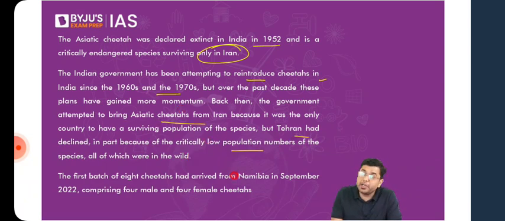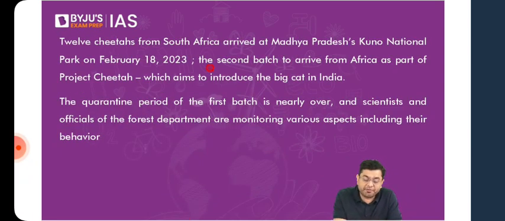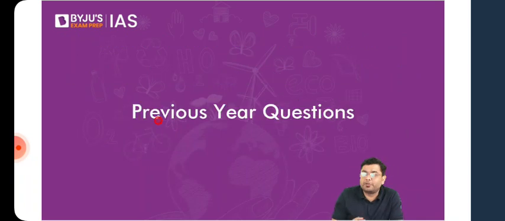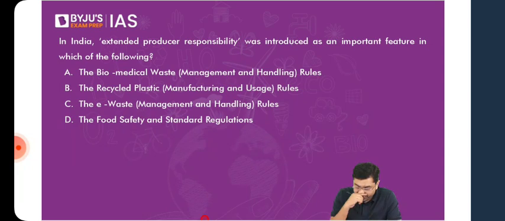The first batch of 8 cheetahs had arrived from Namibia in September 2022, and then the next batch arrived from South Africa in February 2023. Right? So here the quarantine period was over, and now you have the deaths also which have happened. Okay. Now let us take a few of the more PYQs here.